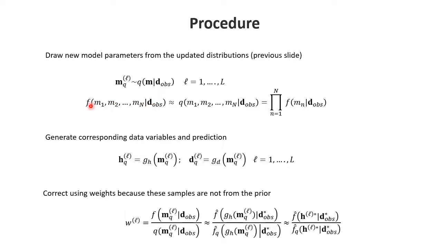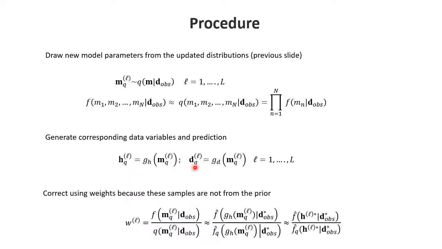What we did in the previous slide is just have individual univariate conditional distributions. So we're writing this joint distribution as a product of these conditional distributions. And this is now the definition of our target distribution. So we're sampling new models from this distribution, and we're calculating a forecast and a data prediction.